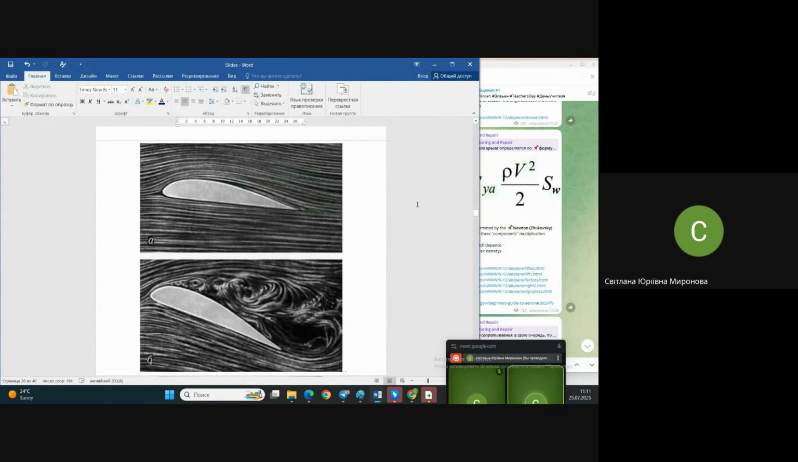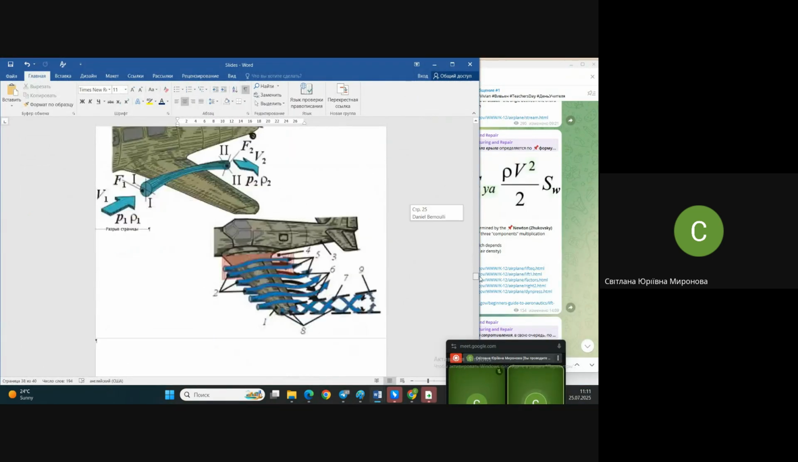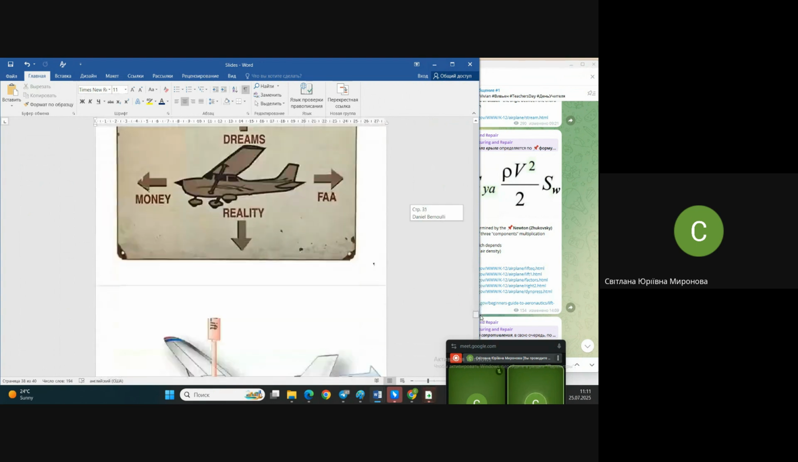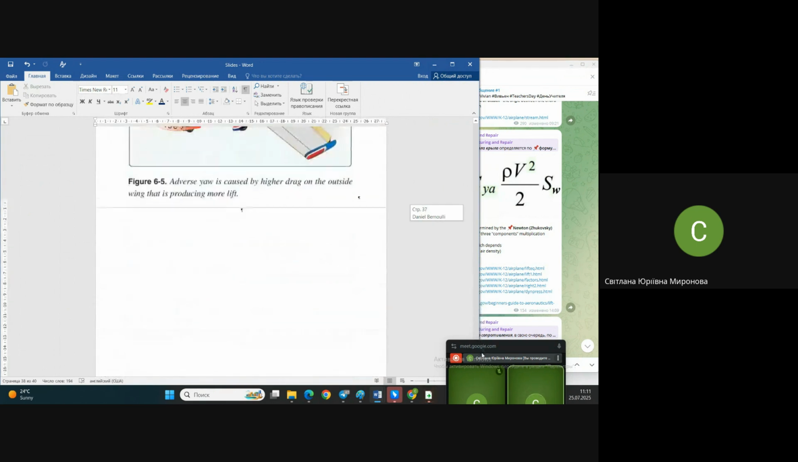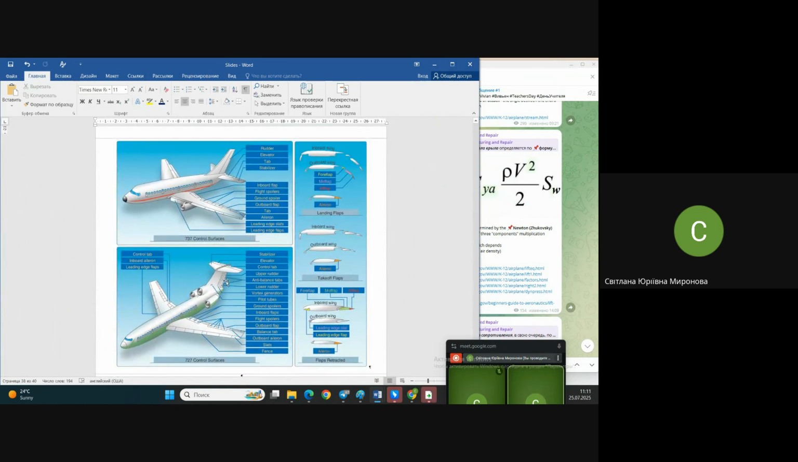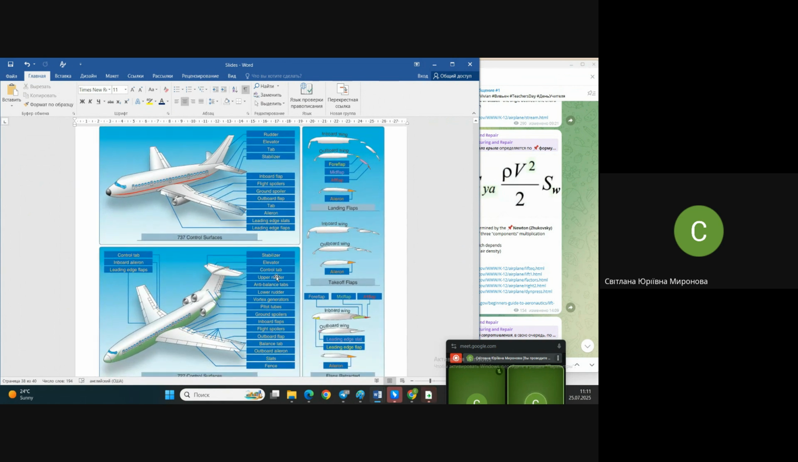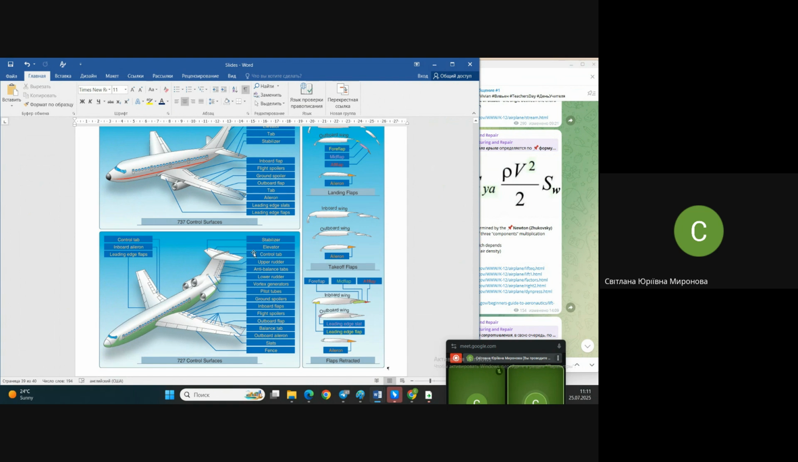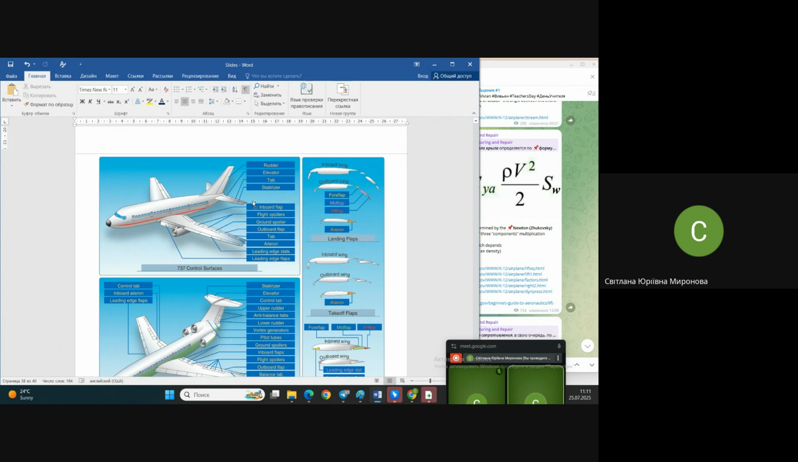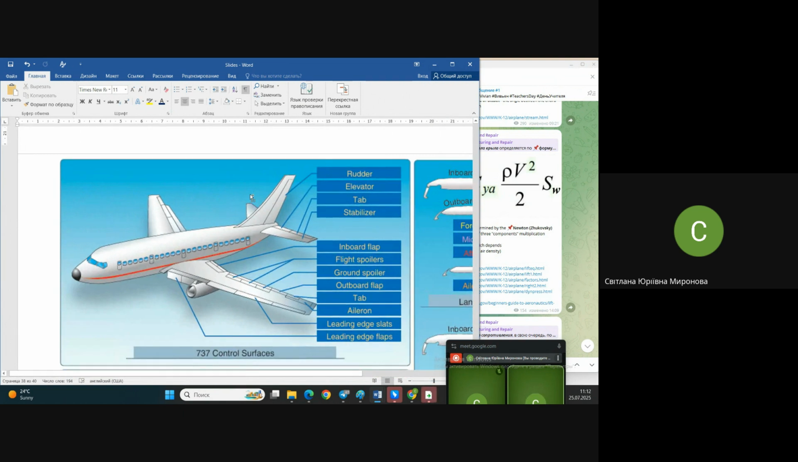As I said, you see the list of flight controls for one poor airplane. Look at this dreadful list. It's for one airplane, guys. No, there are two airplanes represented here. Boeing 737 control surfaces, Boeing 727 control surfaces. Let's check ourselves whether we have seen everything or not.